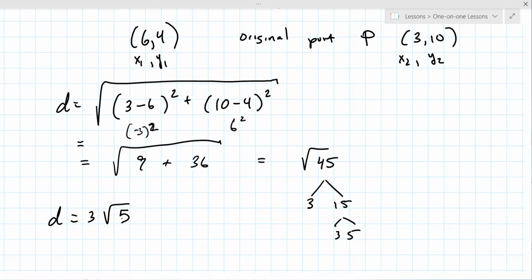Now I don't expect any of that to be clear, but we're going to do another example, and you're going to see it's the exact same steps, but we have to go through each of them to make sure there's some understanding.